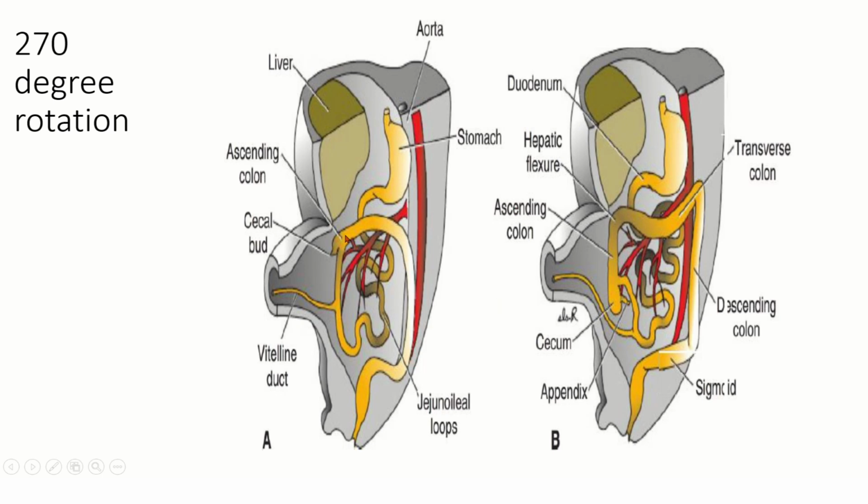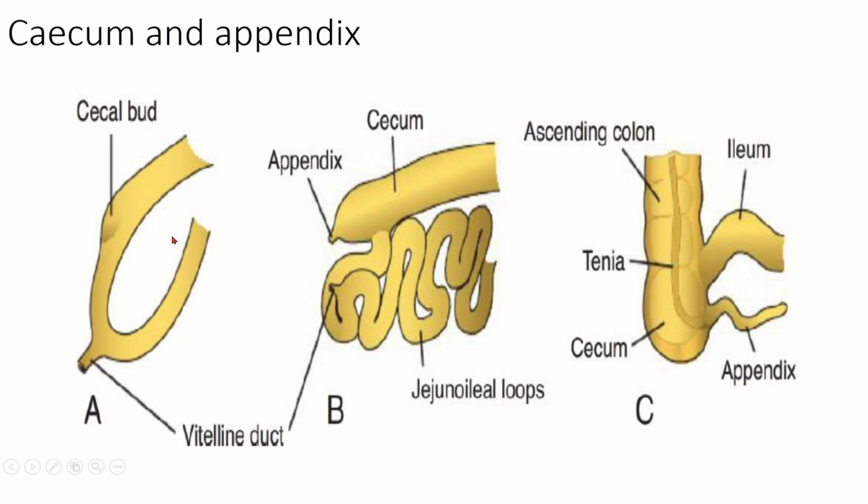So the cecum is the last part to enter, and it will reach the right upper quadrant, then it will gradually elongate, resulting in the formation of the ascending colon. So this completes the development of the midgut. So now here you can see the development of the cecum and appendix. You can see here this is the cecal bud which started developing in the post-arterial segment.